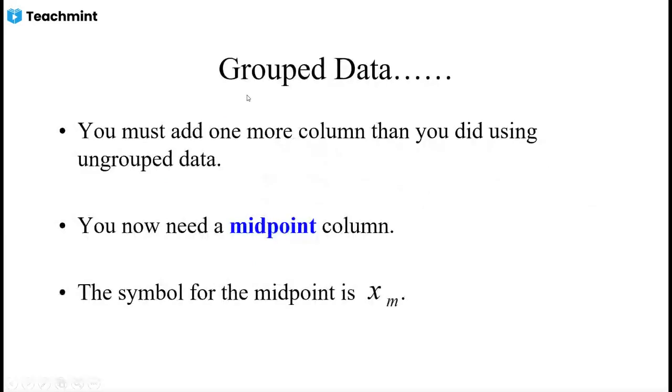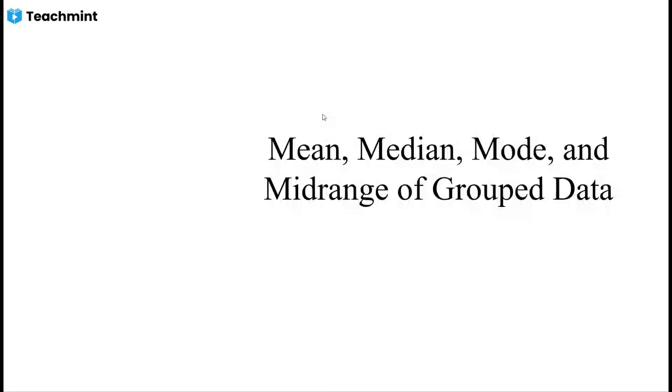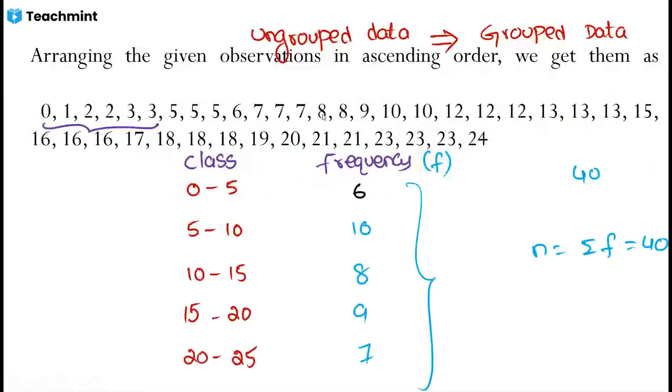Now see, to handle this grouped data, you need to add one extra column. We have to calculate the midpoint. How to calculate the midpoint: 0 plus 5 divided by 2, 2.5 is the midpoint for this interval. For the next interval, the midpoint is 5 plus 10, 15 divided by 2. Then 10 plus 15, 25 divided by 2. We have to calculate the midpoint for each interval.